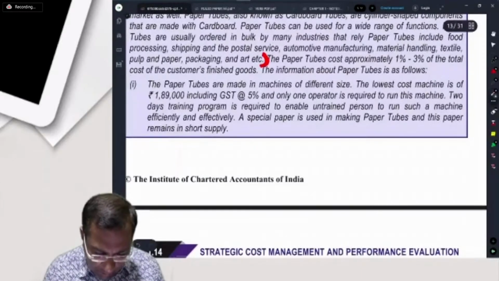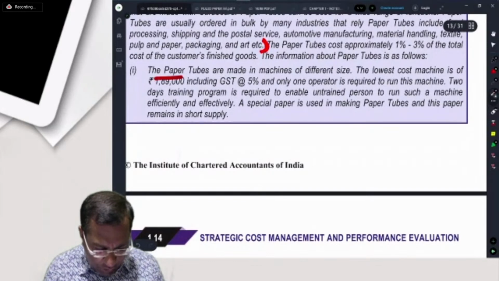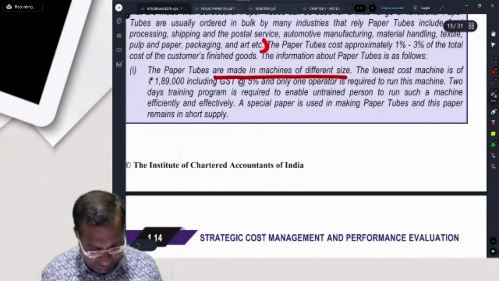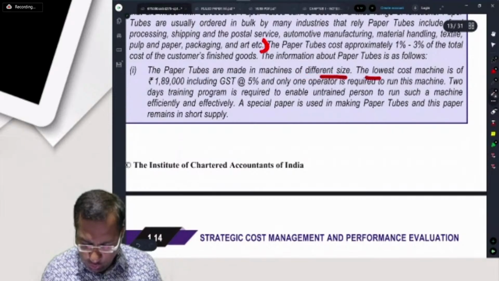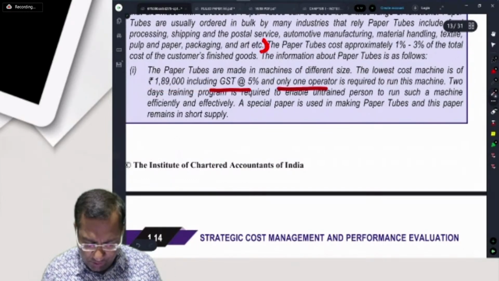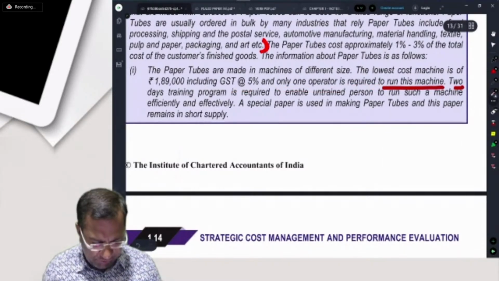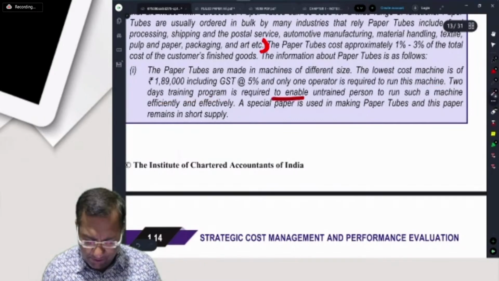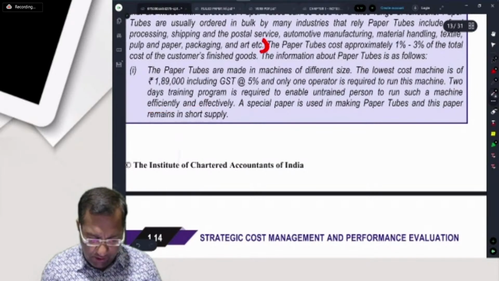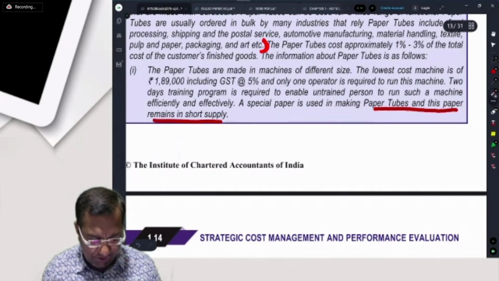Okay, the information about paper tube is as follows. The paper tubes are made in machines of different sizes. The lowest cost machine is 1,89,000, including GST at the rate of 5%, and only one operator is required to run this machine. A 2-day training program is required to enable an untrained person to run such a machine efficiently and effectively. A special paper is used in making paper tube, and this paper remains in short supply.